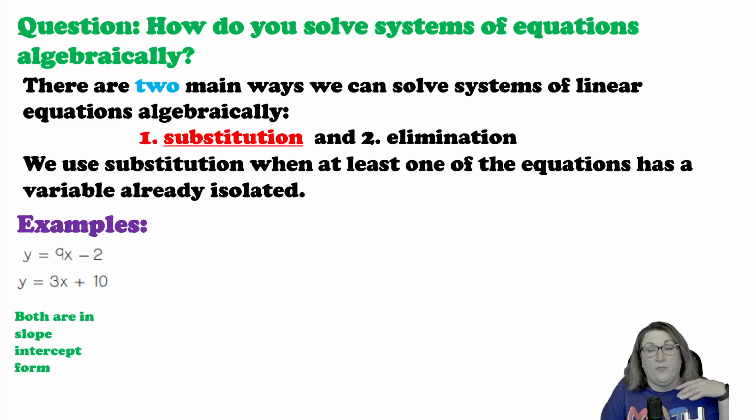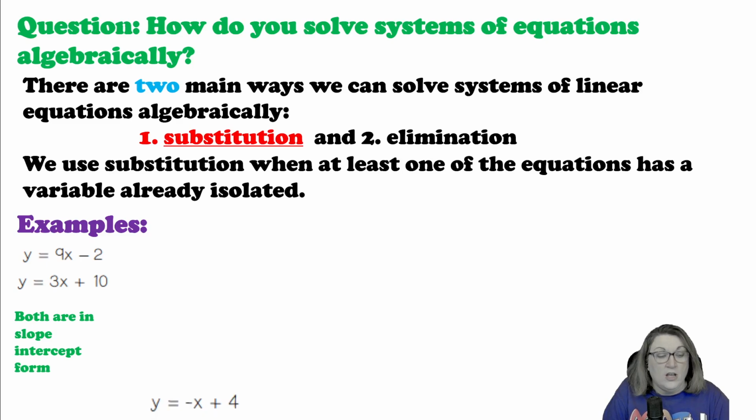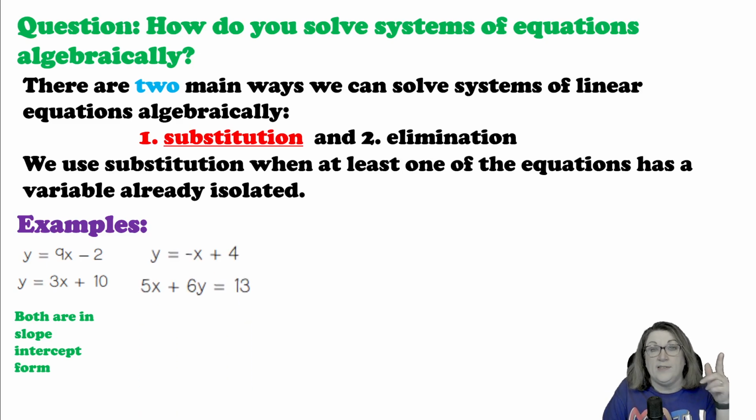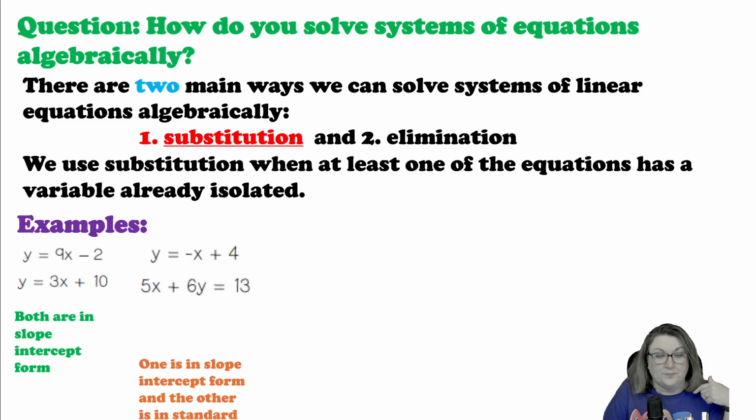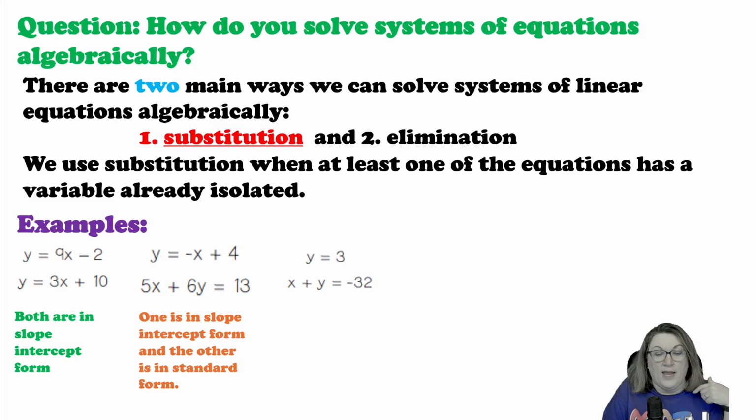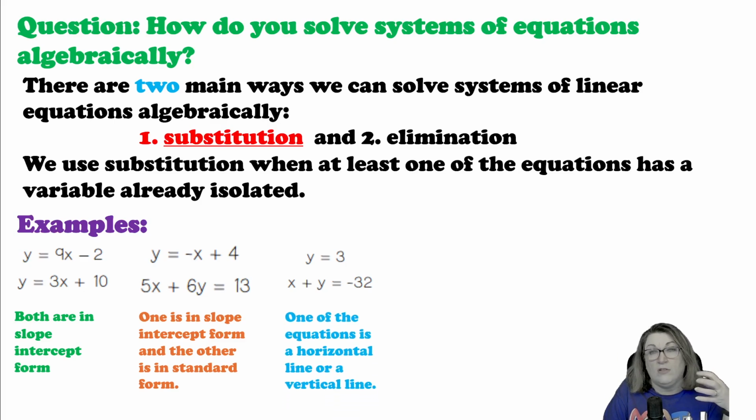Okay, so both of these are in slope-intercept form. Here's an example of when I would want to use substitution. Here's one where one is in slope-intercept form and one is in standard form. This is another good time to use substitution. One of these equations is a horizontal line. If you get a horizontal line equation, y equals a number, or a vertical line, those are x equals a number. Anytime you see those, it's a good time to use substitution as well.